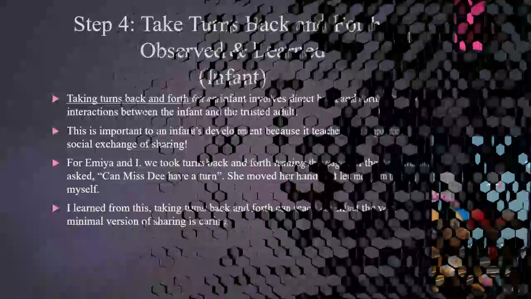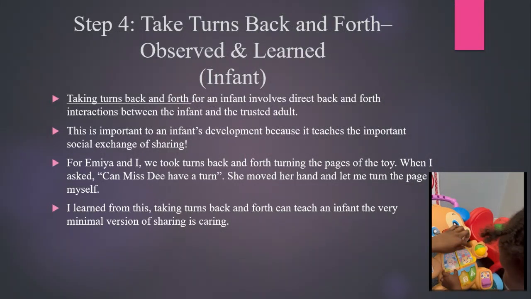Step four is take turns back and forth. Observe and learn with an infant. So take a turn back and forth. That direct back and forth interaction is super important because for an infant, it teaches sharing, right? With Imaya, we took turns back and forth. And I had to say, like, hey, Miss, do you have a turn? And she didn't say yes or no. She just moved her hand out of the way, right?